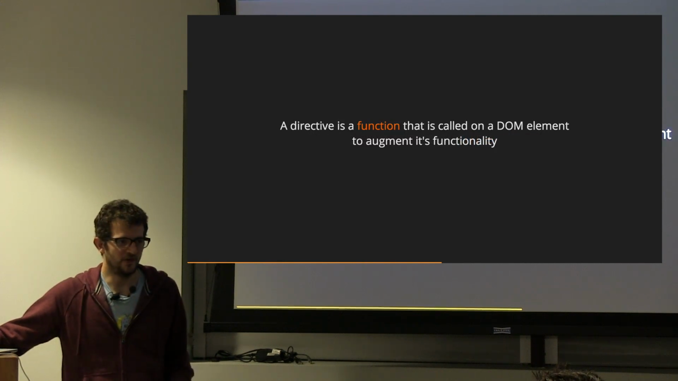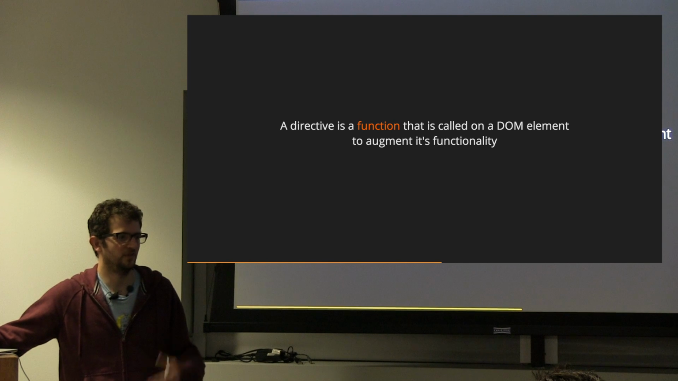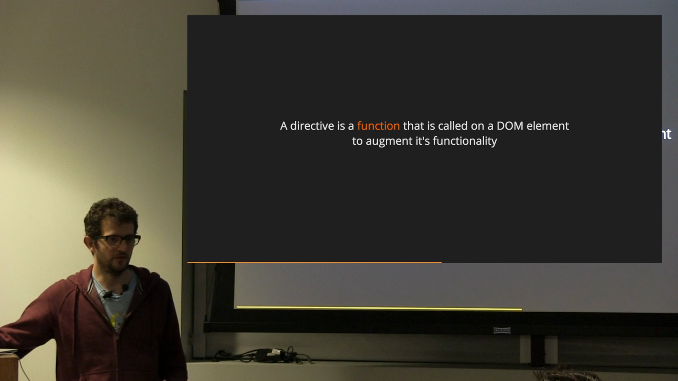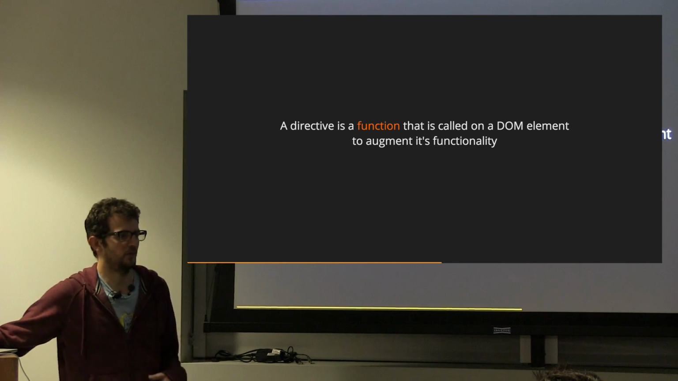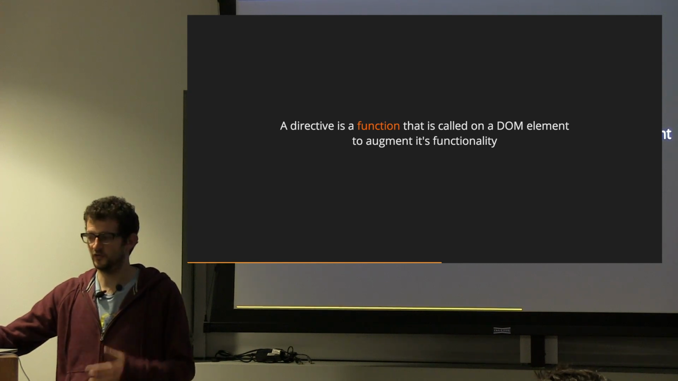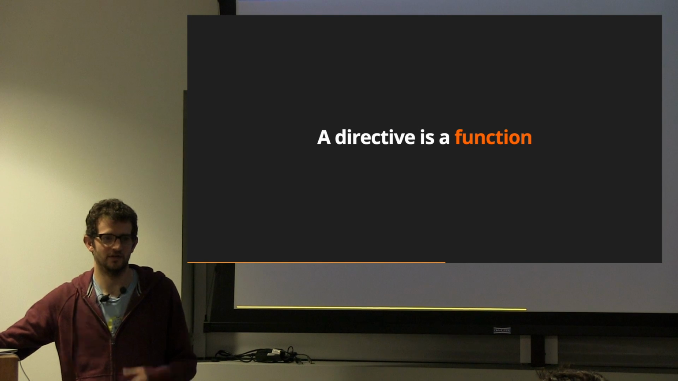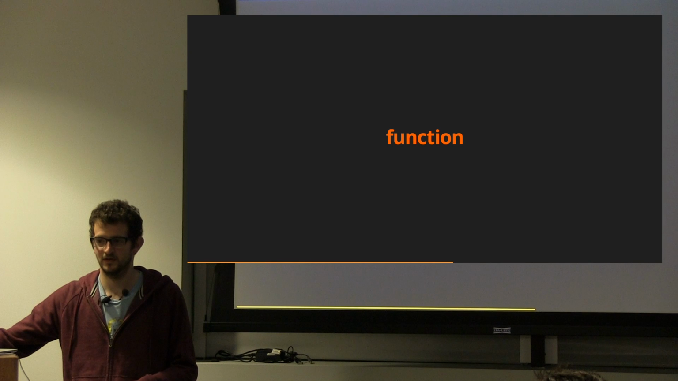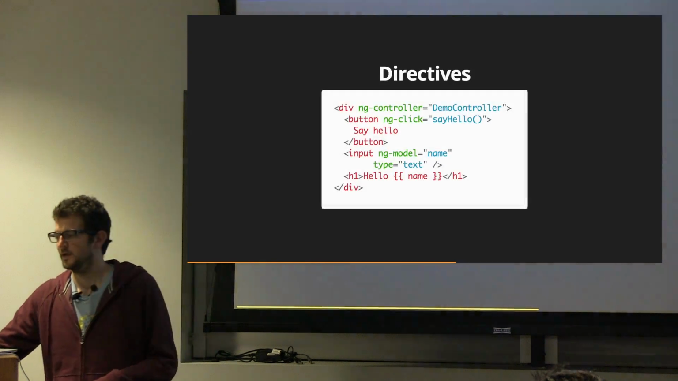So what the F is a directive? A directive is simply a function that is run on an element that augments its abilities, augments whatever that element is doing. This is what a lot of people seem to get stuck on when they hear the word directive. A directive is simply a function. It's just a function. A directive is a function. It's just a function.